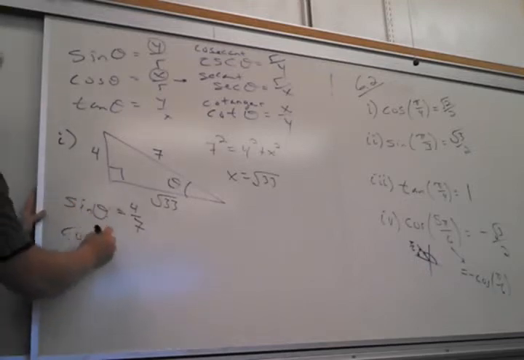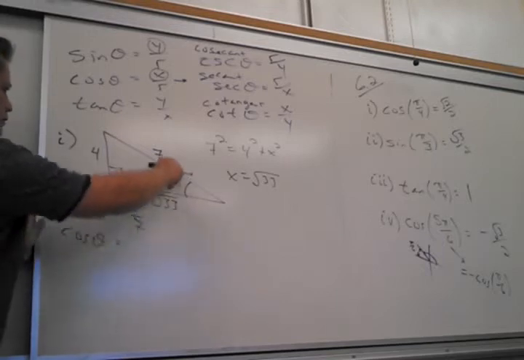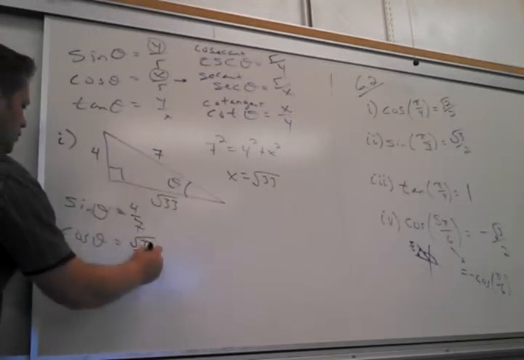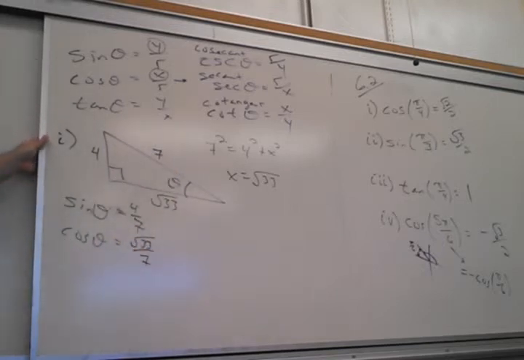So what's cosine theta? Root 33 over 7. Yeah, exactly. Root 33 over 7. Does everybody see where those are coming from?